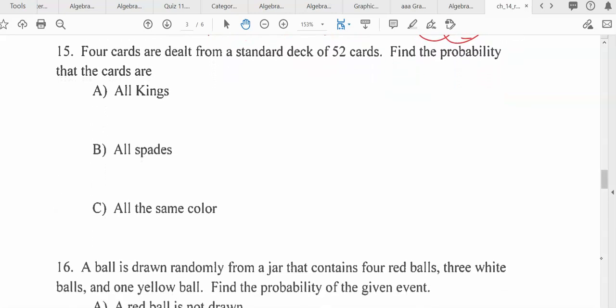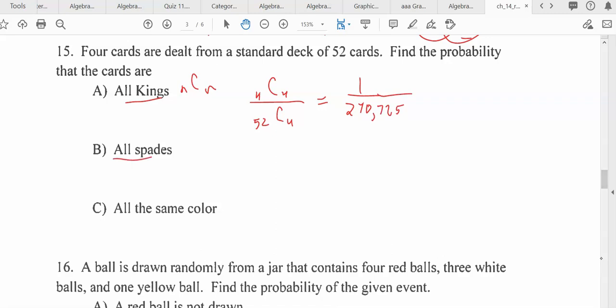So I want to get all kings. There are only 4 cards drawn. Order doesn't really matter, so I'm going to use nCr here. In the denominator is going to be 52 choose 4. Those are all the possible ways I could do it. For the numerator, I only want kings. There's only 4 kings. I want all 4 of them. And so you just type this in your calculator. It ends up being 1 over, I think when you type in 52 choose 4, you get 270,725.